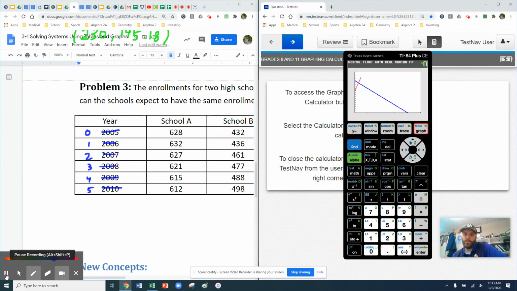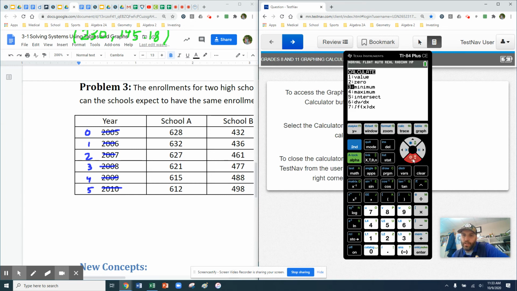So there's our blue school, there's our red school. Now we're a little bit more zoomed in, we can start finding that intersection. So another review on how to find that intersection, we're going to hit second, calc. Then we'll go down to number 5, intersect. Hit enter, enter, enter. And there's your intersection.